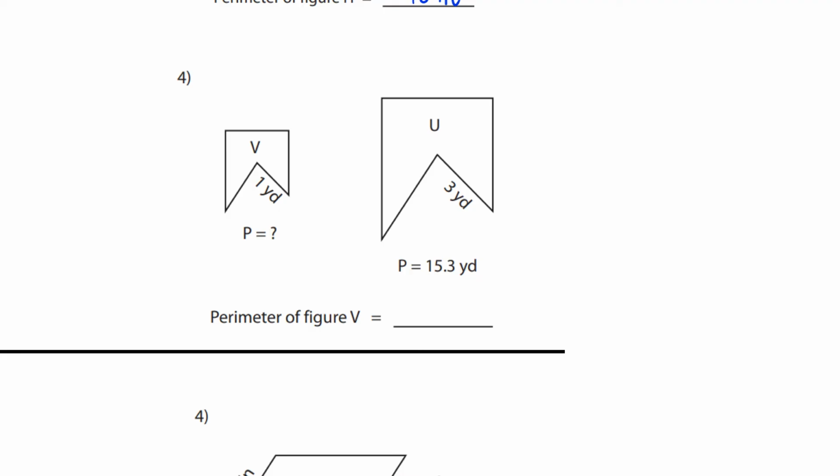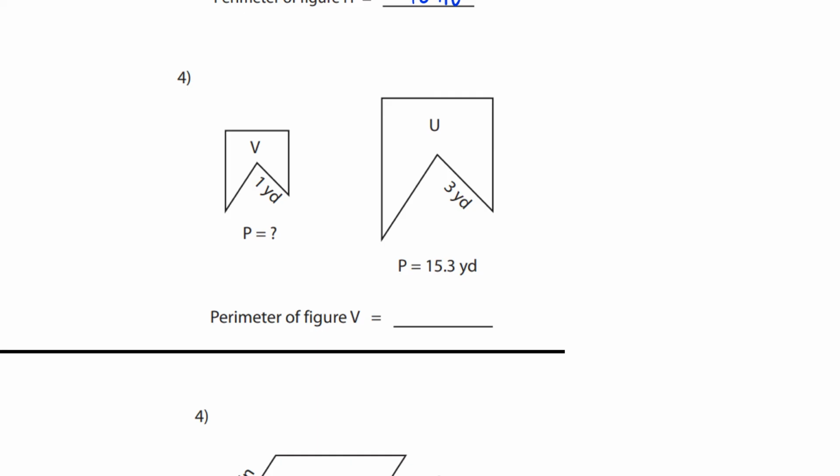Okay, so before we actually work it out, let's just think about this. Notice, again on this one, this is the one I'm looking for. So this is like the new one. How does 1 relate to 3? It's 1/3, right? 1 is 1/3 of 3. So the perimeter of this one needs to be 1/3 of 15.3. Which, if you think about 15.3 cut in thirds, is going to be 5.1. The answer is going to be 5.1.